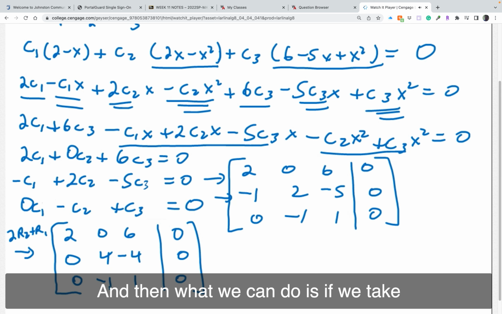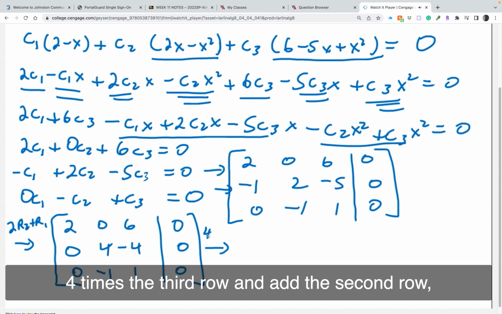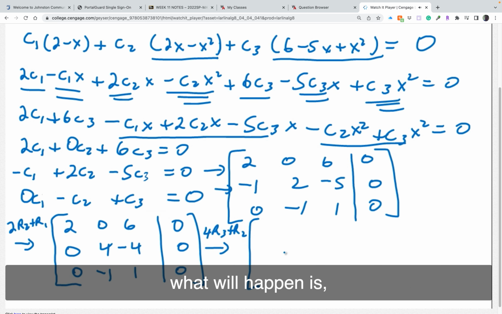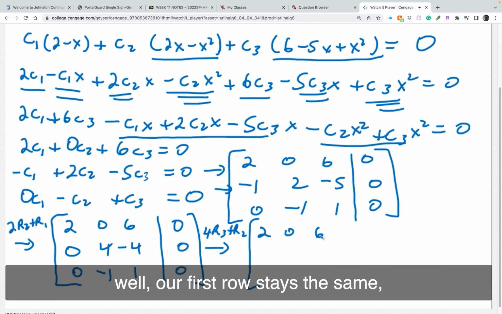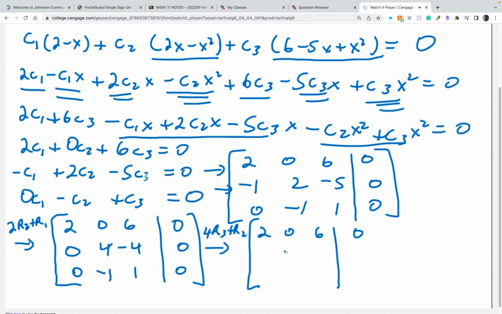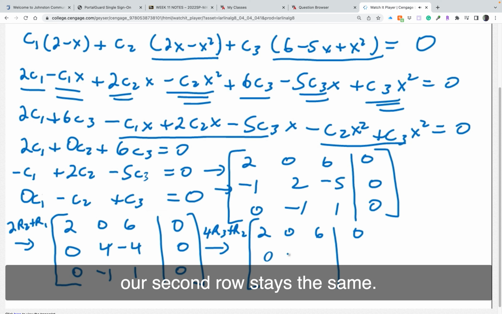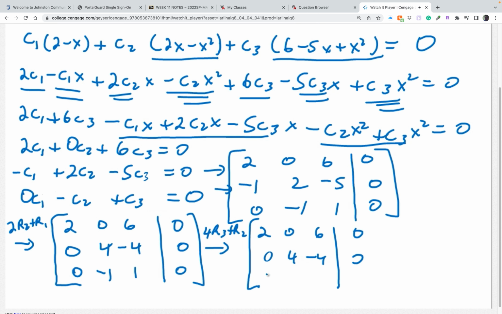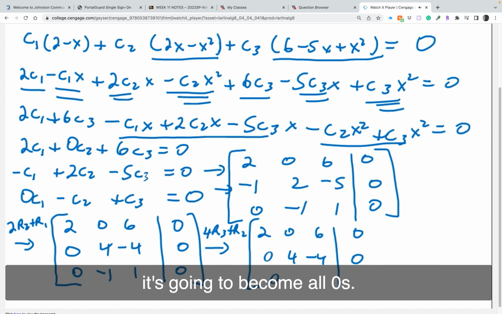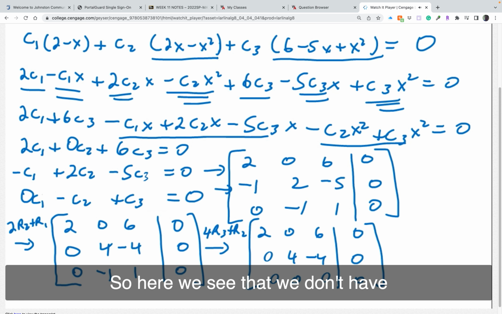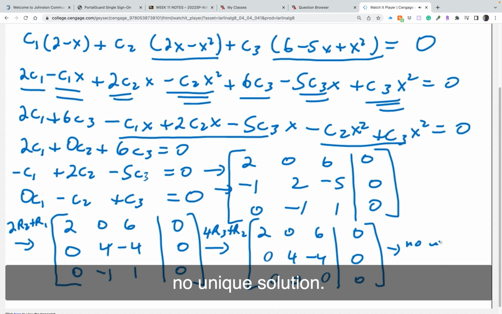Then if we take 4 times the third row and add the second row, our first row stays the same, our second row stays the same, but our third row is going to become all zeros. So here we see that we don't have anything that's non-zero in that row. So we can see that we're going to have no unique solution.